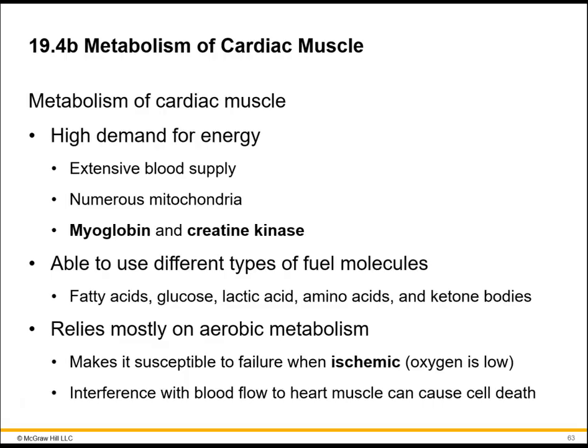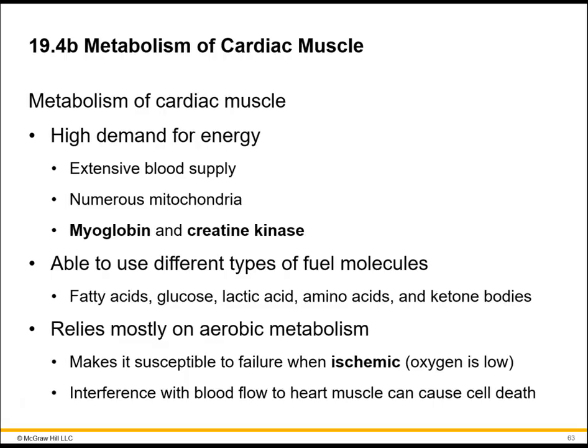It's going to rely mostly on aerobic metabolism. Remember, that's when you go into oxidative phosphorylation. It involves the mitochondria, and it involves oxygen. Anaerobic metabolism does not involve oxygen, and that generally is just glycolysis. Glycolysis makes much less ATP than cellular respiration does, than oxidative phosphorylation does. These cells rely on aerobic metabolism because that's how they're going to get the most ATP possible.